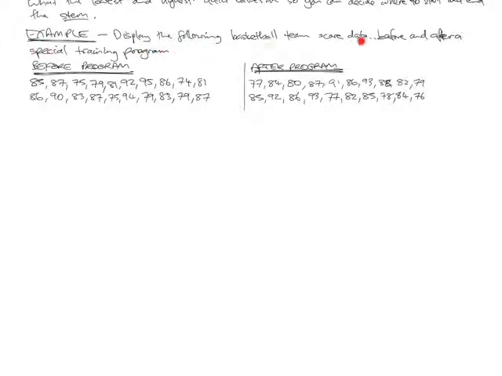Example: display the following basketball team score data before and after a special training program. So they got these scores before being trained in this special program over a bunch of games, and then they got these scores after the program. And we're going to put them on a stem and leaf plot back to back and see if they've done any better or worse.